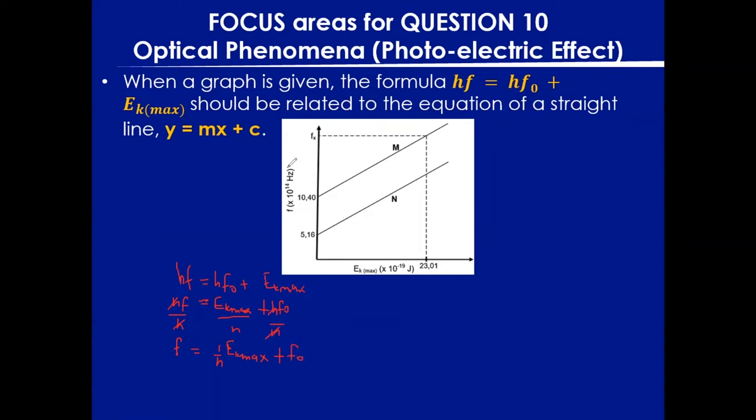So I now compare this, because this is on the y-axis, to y = mx + c. This tells me that the gradient is 1 over h, which is 1 over Planck's constant, and where it crosses the y-axis is my f naught for that particular metal. So this is how you can convert any equation to linear form. The one given there is your y, and the one given there is your x, and you rearrange your equation so that it's in that form.